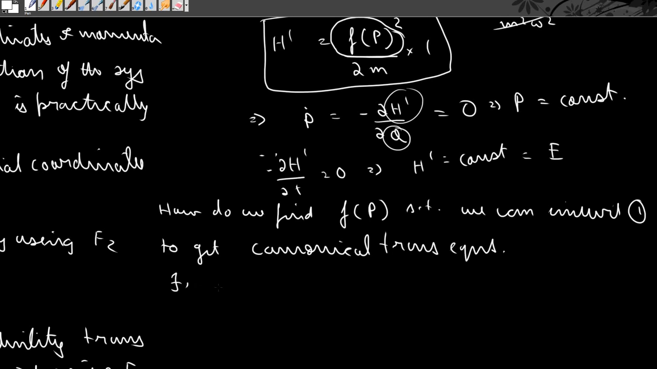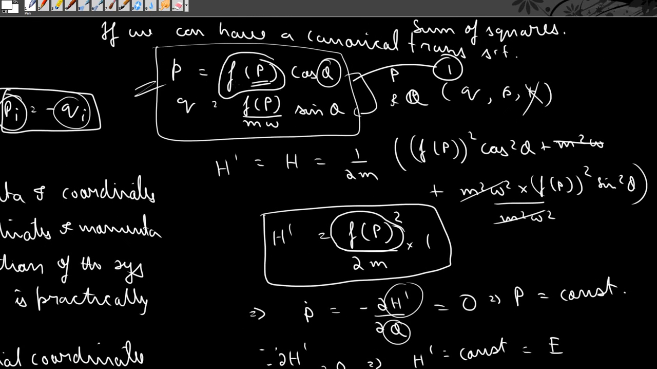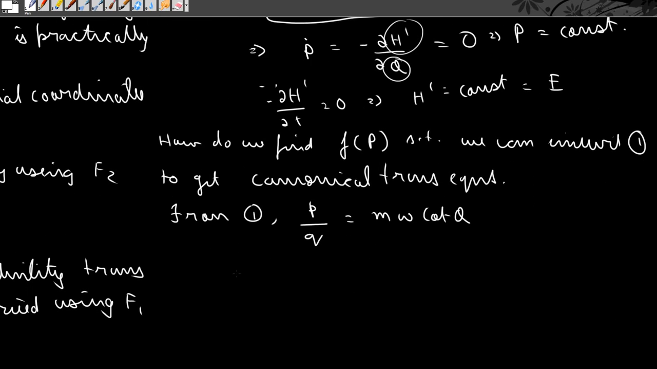So how do we find this f of P? From 1, if we divide the two relations, we will get p by q is equal to m omega cot Q. Okay, so here I am simply dividing these equations. So from this we see that our p will be equal to m omega q cot Q, which here we are expressing as a function of q and Q, and we can say time, but it is not explicitly dependent on time.